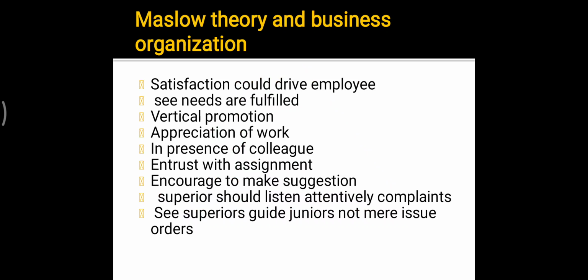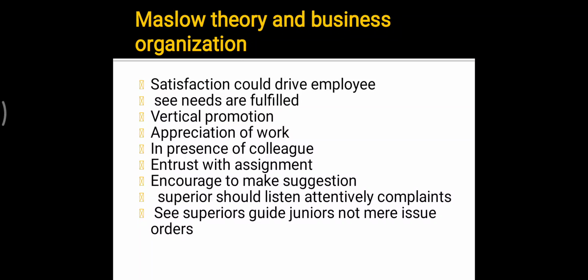Maslow's theory and business organization: we can relate these two, and see how the business organization can use this type of theory. Satisfaction could drive the human employee. So every employee should get fundamental needs and psychological needs, and then he will feel motivated. The organization should see that needs are fulfilled. Means there is social security, job security, enough salary to earn his food and water. Appreciation for work: there should be proper appreciation for the good work carried out by the members. So if these needs are fulfilled, the employee will feel motivated.